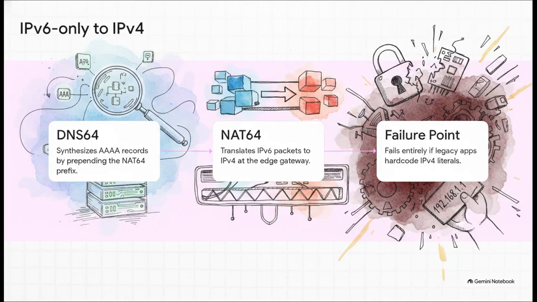Also, if you happen to be running an IPv6-only client segment, remember that you're probably relying on NAT64 and DNS64 to fake access to legacy IPv4 servers. It's a clever trick. DNS64 synthesizes a fake IPv6 record, and NAT64 translates it at the edge gateway. But honestly, it's pretty fragile. It breaks the instant an old application tries to use a hard-coded IPv4 literal address, bypassing DNS entirely.